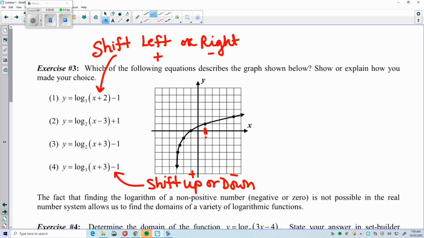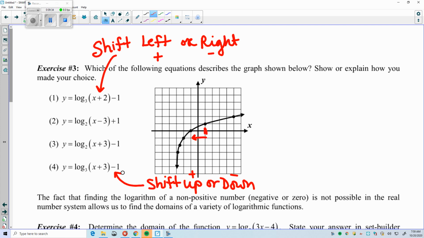It looks like it's been shifted back, or to the left, by a value of 2. So if I'm thinking up here, shift left, I want a plus 2. Okay, and I want to take a look at maybe where that's going to be located. But now I also have to take into consideration either it's going up or it's going down 1. So how would I figure that out?